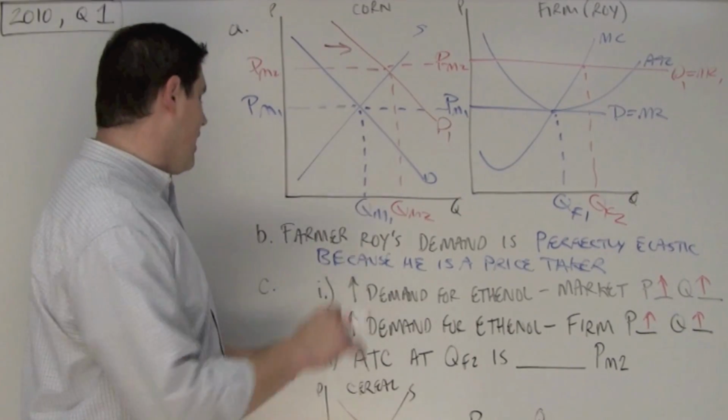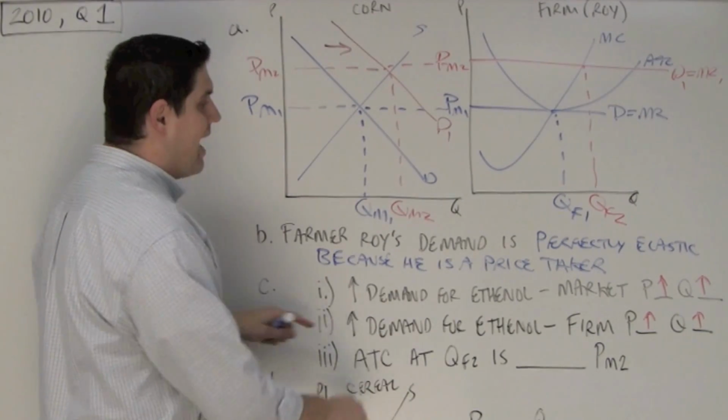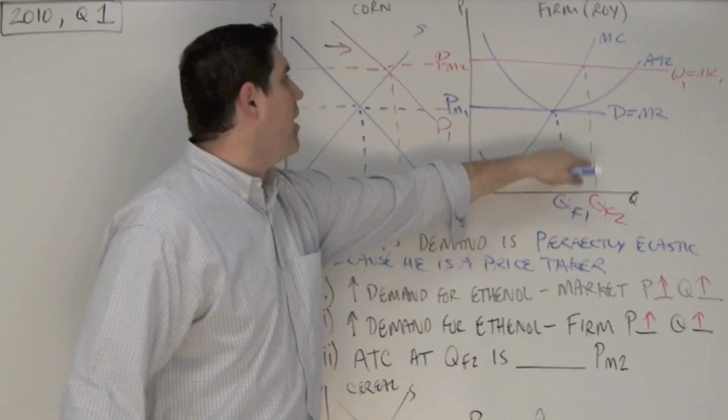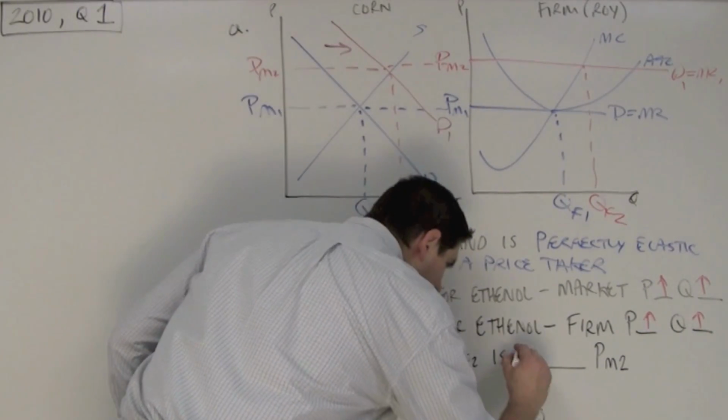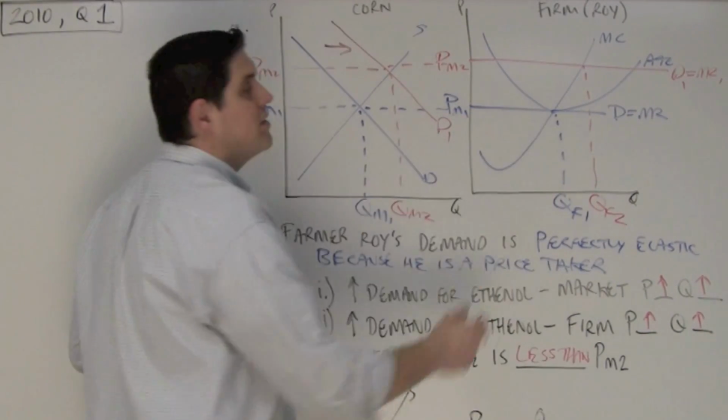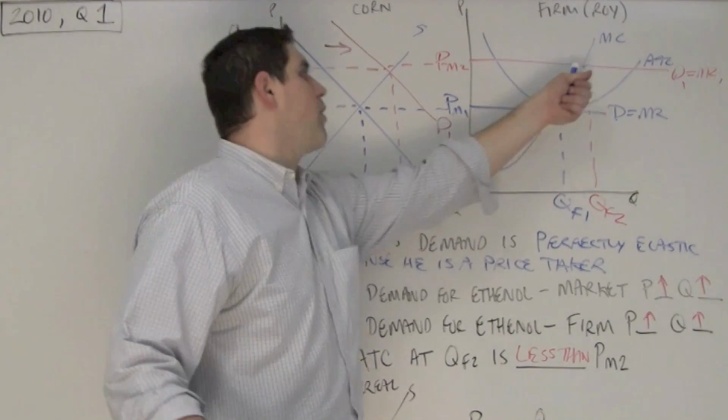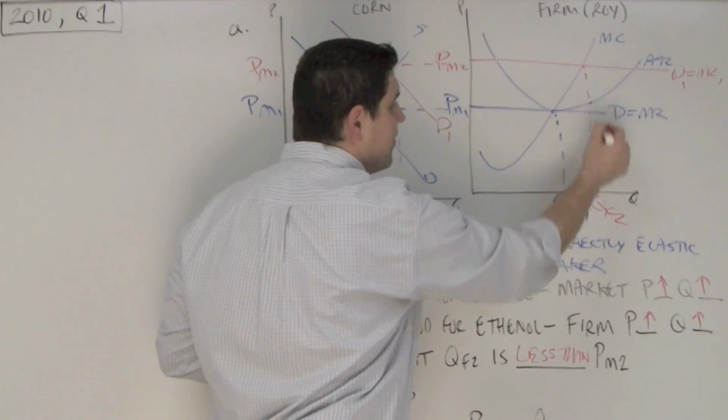Now if you got that part, you can answer C3. The ATC at QF2 is what compared to PM2? Is ATC below it or above it? Well, it's below it, so it is less than. So that means this firm is now making an economic profit, right? The price is above the ATC at this new quantity.